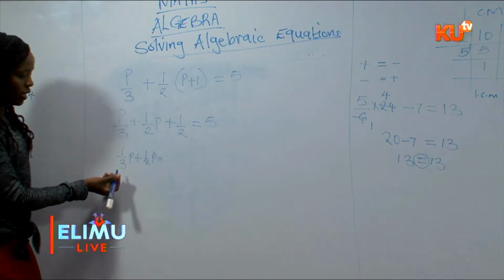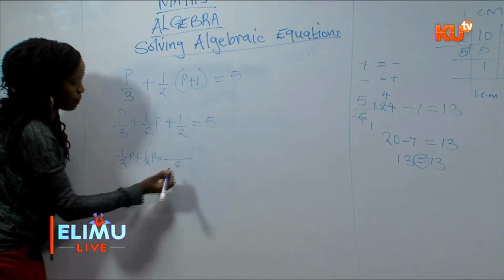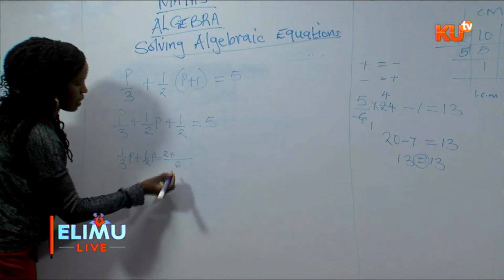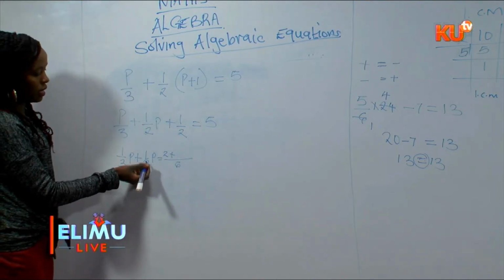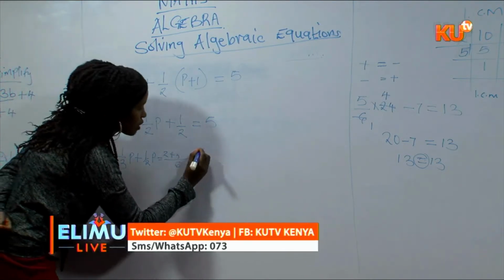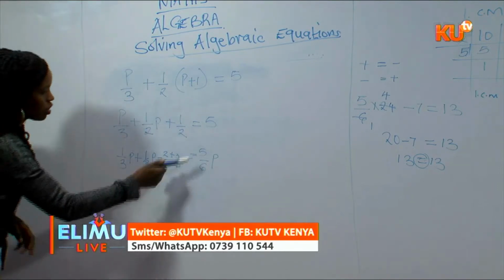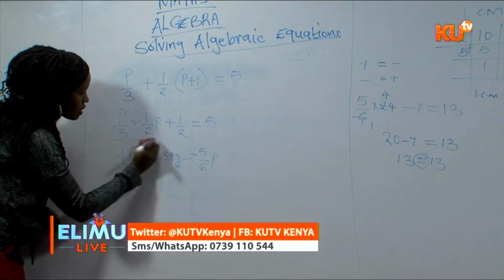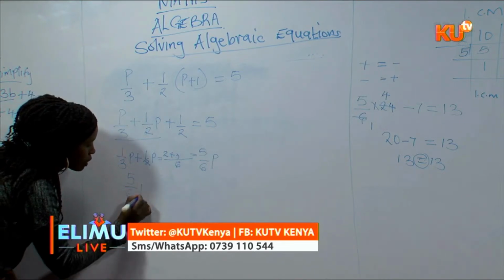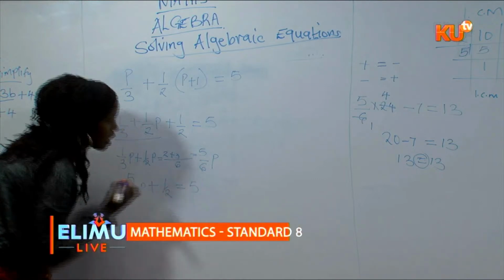So when we add this, we get the LCM of 3 and 2. The LCM of 3 and 2 is 6. 6 divided by 3 is 2. 2 times 1 we get 2 plus 6 divided by 2 is 3. 3 times 1 we get 3. So 2 plus 3 we get 5 over 6P. So we go back to our equation. So this one, 5 over 6, is going to replace P over 3 plus a half. So I'm going to write 5 over 6P plus a half is equal to 5.